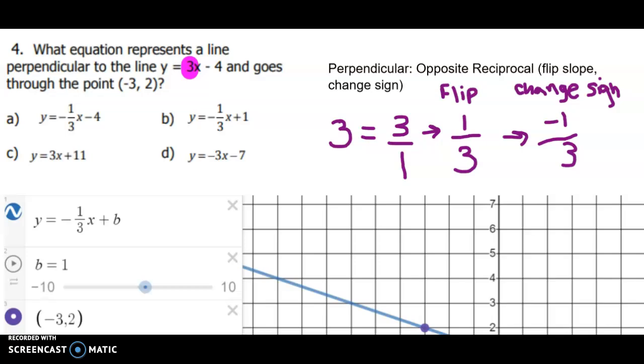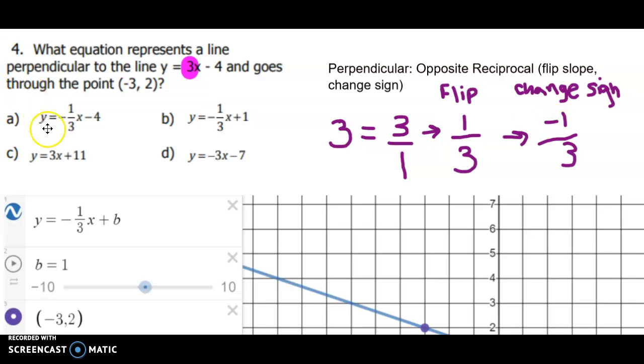Number 4. Man, we got a lot going on here. This says, what equation represents a line perpendicular to the line y equals 3x minus 4 and goes through the point (-3, 2)? One thing you need to remember about perpendicular lines is that their slopes are opposite reciprocals. In other words, you flip the slope and change the sign. My slope here is 3, which is the same thing as 3 over 1. When I flip the slope, it becomes 1 over 3, and when I change my sign, it becomes -1 over 3.